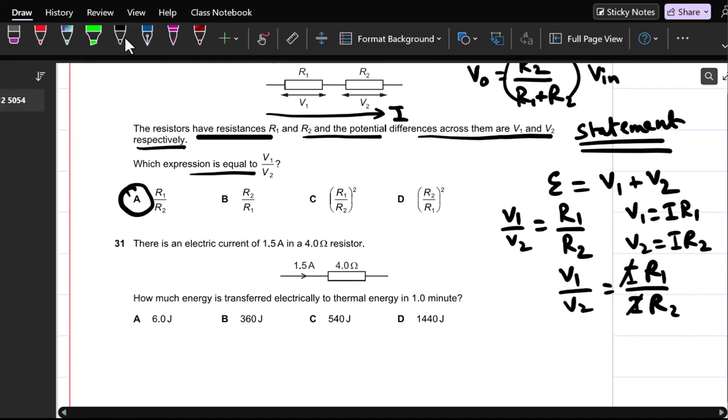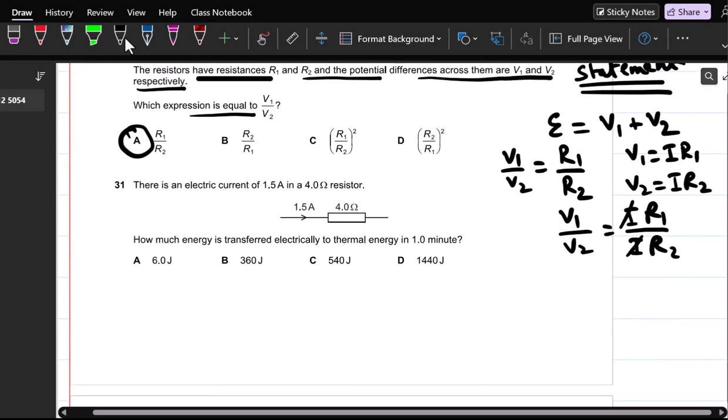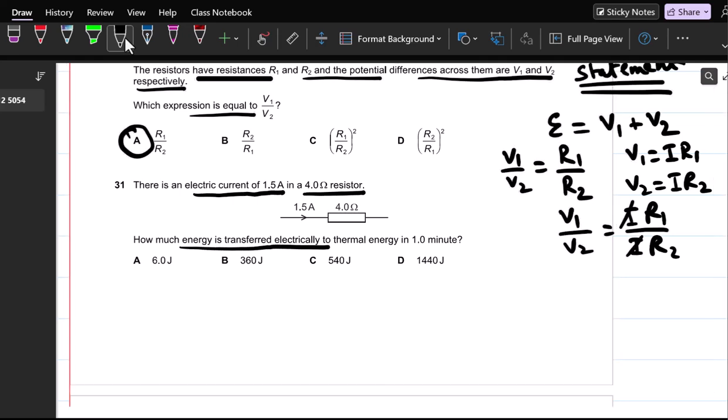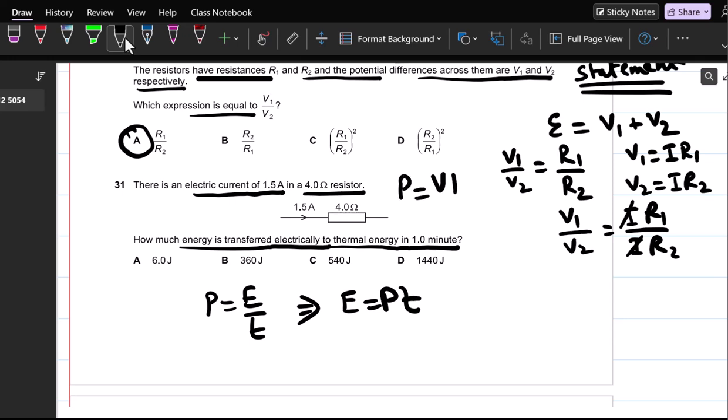Moving to question number 31, there is an electric current of 1.5 ampere in a 4 ohm resistor. How much energy is transferred electrically to thermal energy in 1 minute? So power is equal to E by T. E is equal to PT. So we can find power here. Power is equal to VI. Power is equal to I square R. Power is equal to V square over R.